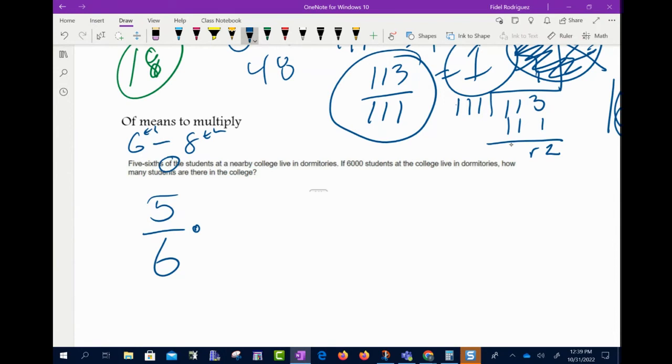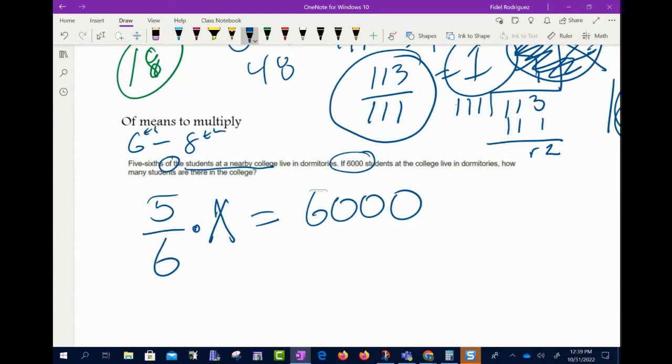Okay, so look, 5/6 of the students at a nearby college. I have no idea how many students are in that college, so I'm going to call that X. These are the number of people that live in dorms. But how many students live in dorms? Well, 6,000 of them do.